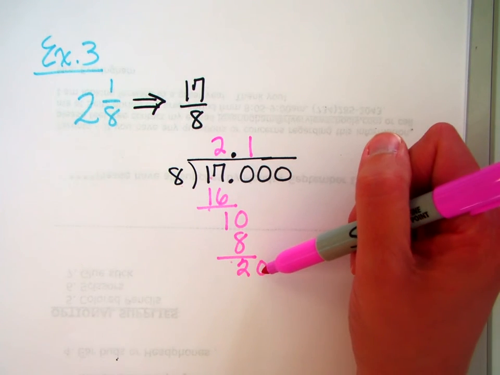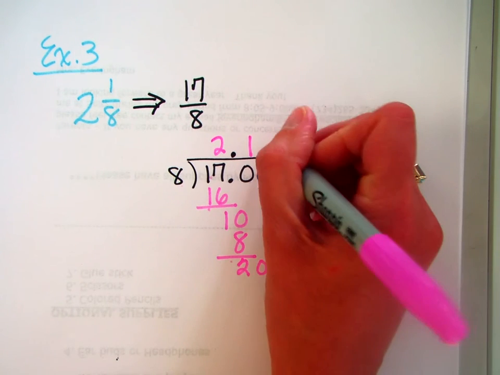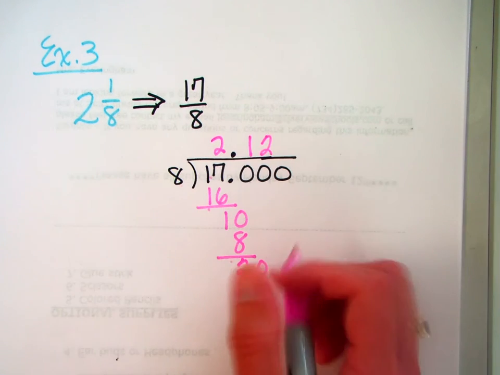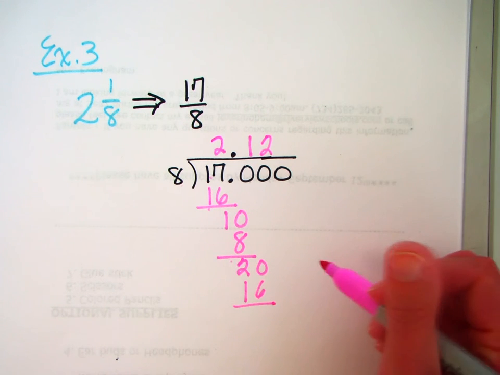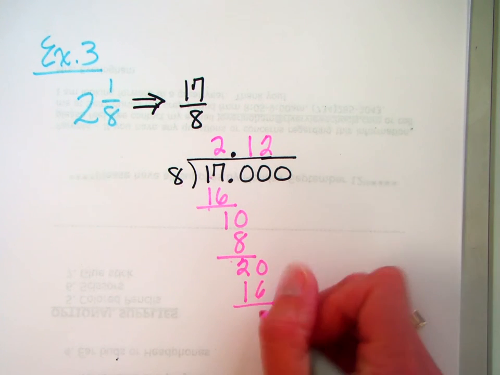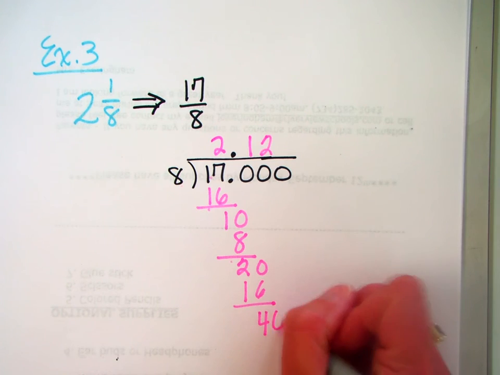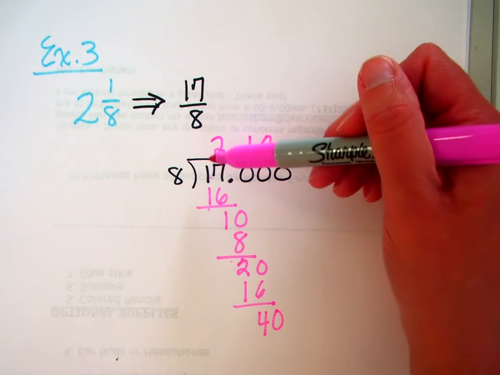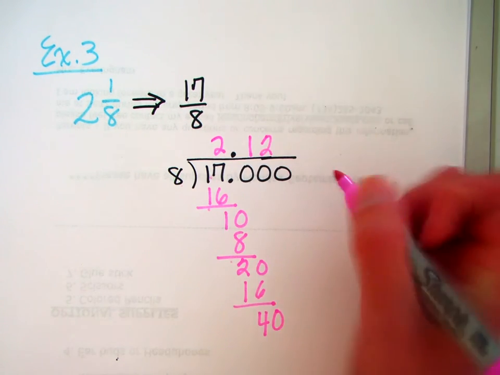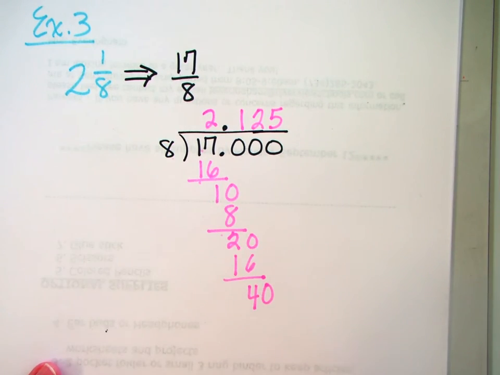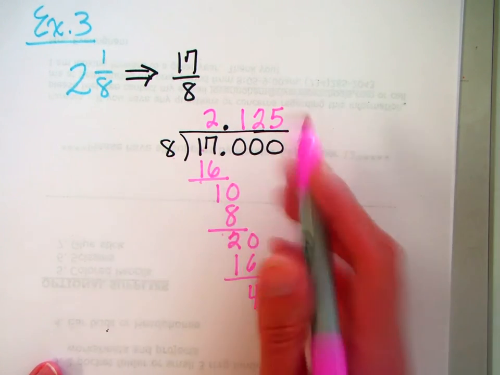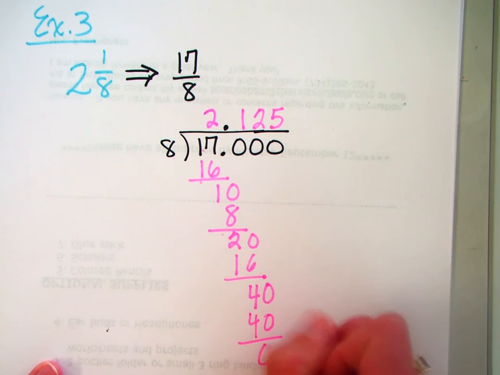We're getting there. This might be a longer one. And then 20 minus 16 is 4. Bring down our 0. There's a number. It'll go in exactly, right? 5. So 5 times 8. Now we get our remainder of 0. So once you get that remainder of 0, you know you're done.